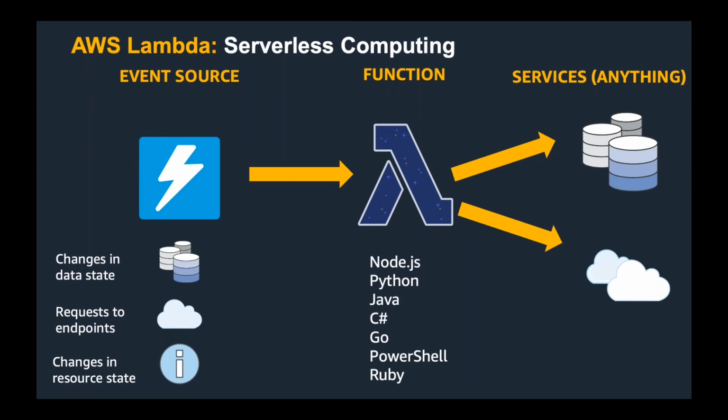You have an event coming from an AWS service or an invocation, which is a request coming from an endpoint or a change on a resource, and your code gets executed. This code can be built with virtually any kind of language. Out of the box, we support and manage the ones that are on the slide, starting with Node.js, Python, Java, C#, Go, PowerShell, and Ruby. But you can bring your own custom runtimes as well.